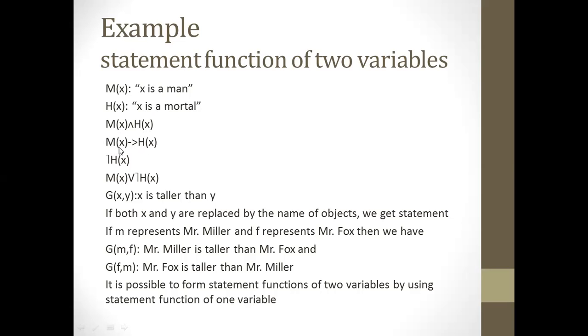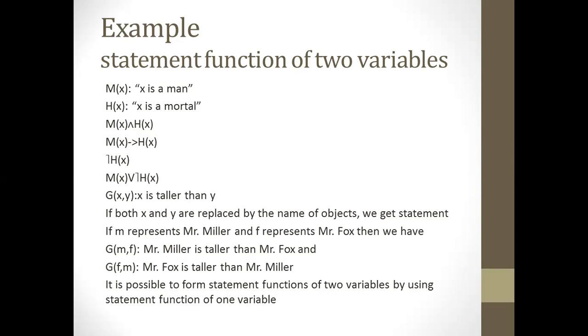Now M(x) implies H(x), that means x is a man implies x is a mortal. Negation of H(x) means x is a mortal, so not x is a mortal. Similarly last one, M(x) or negation of H(x), that is x is a man or not x is a mortal. G(x, y), x is taller than y, so if both x and y are replaced by the name of the object we get the statement. अगर x और y दोनों को हमने किसी वैल्यू से रिप्लेस कर दिया तो हमारा वो स्टेटमेंट कहलाएगा.